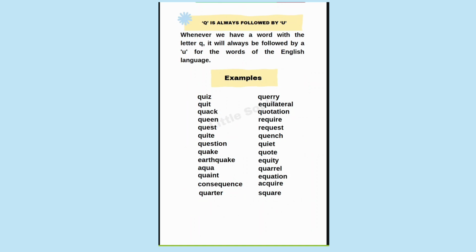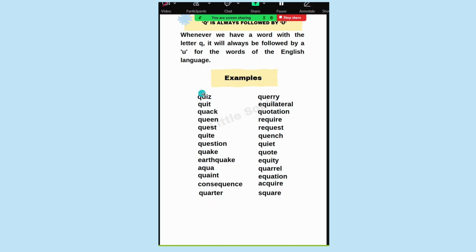So one spelling rule is Q is always followed by U. Q and U are 2 best friends, they always come together. You will always find that Q is followed by U.